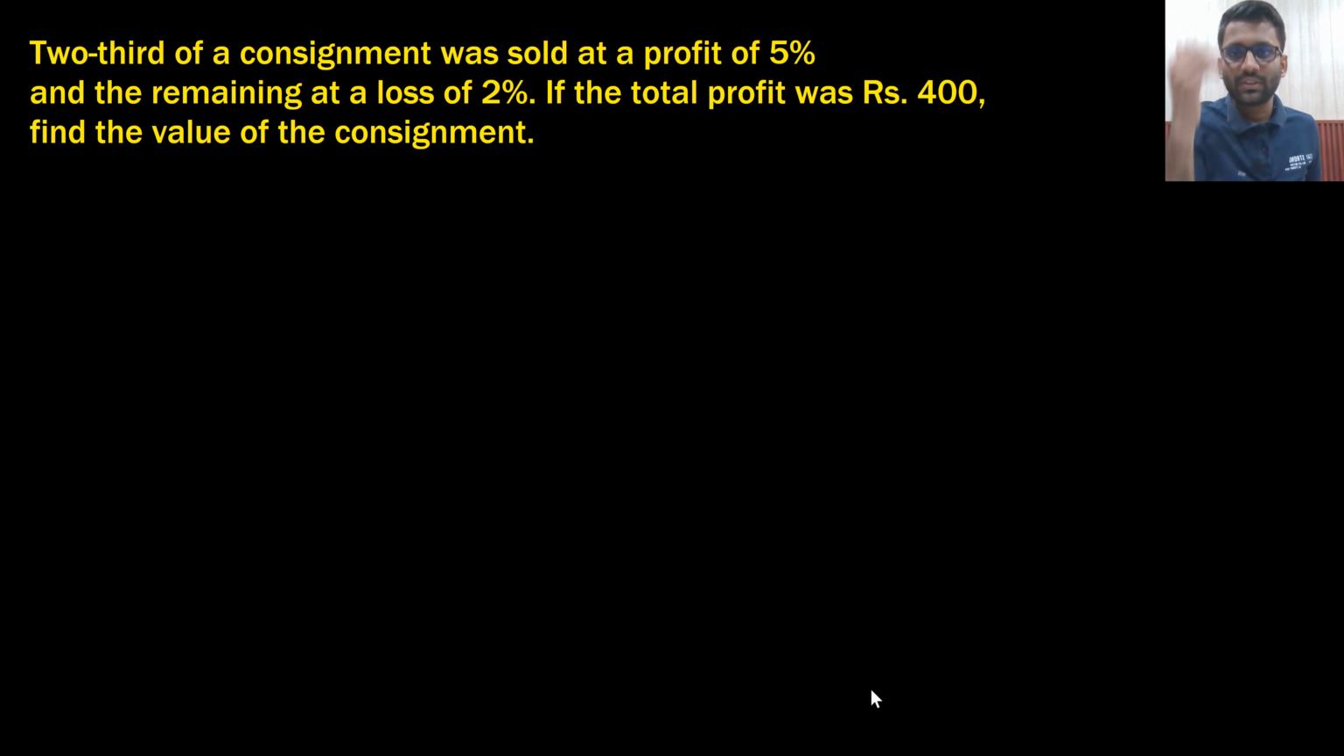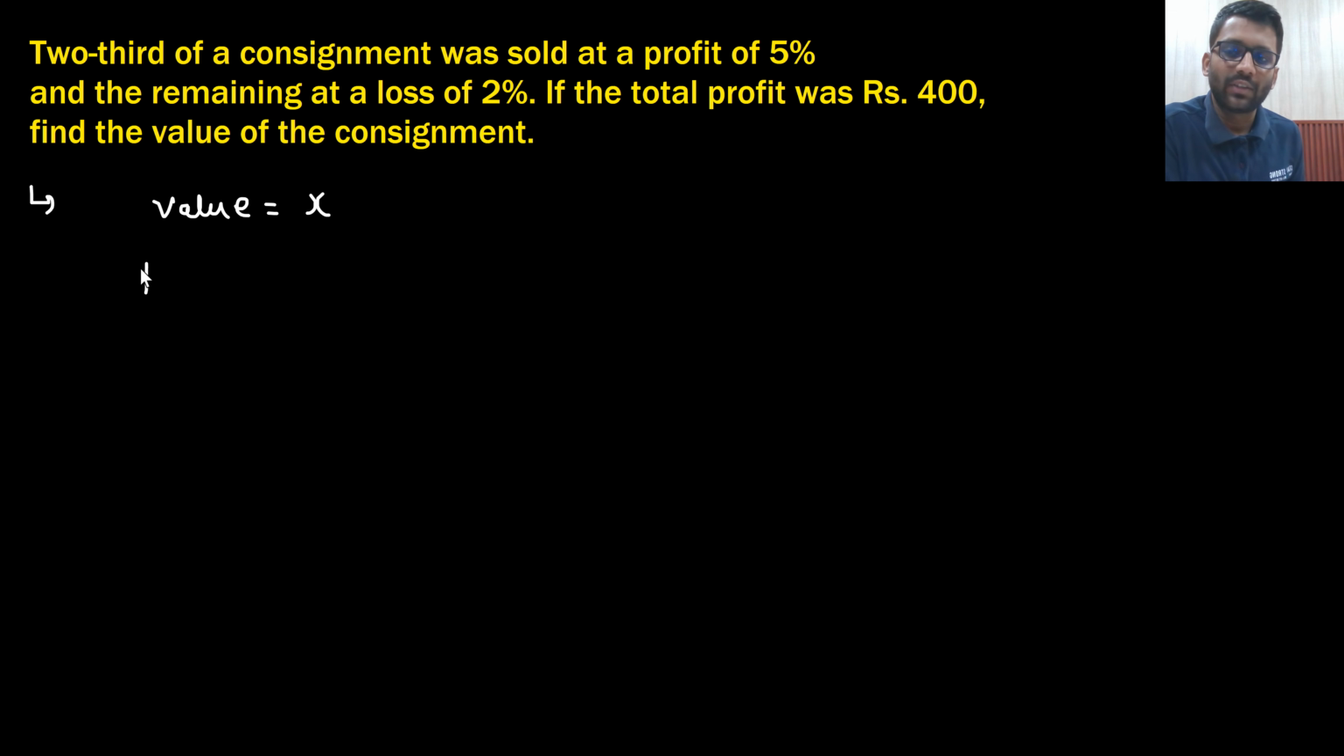2/3 of a consignment was sold at a profit of 5% and the remaining at a loss of 2%. If the total profit was rupees 400, then find the value of the consignment. So what was the value? Let's just say the value was X. 2/3 of this was sold at a profit of 5%.